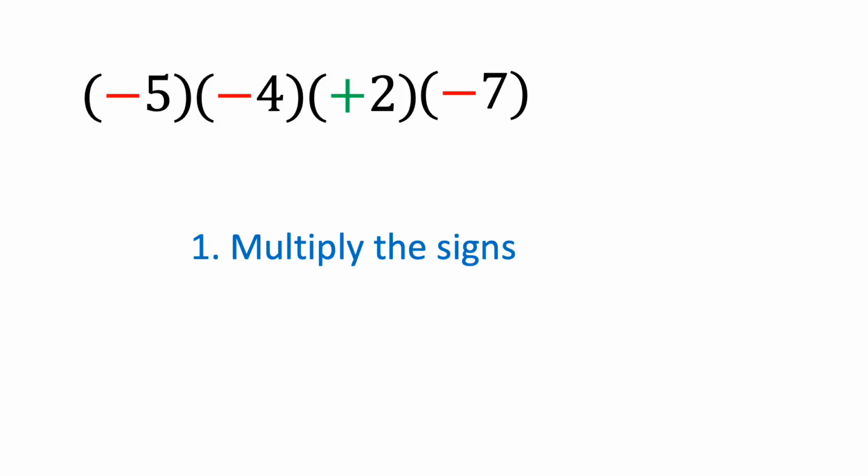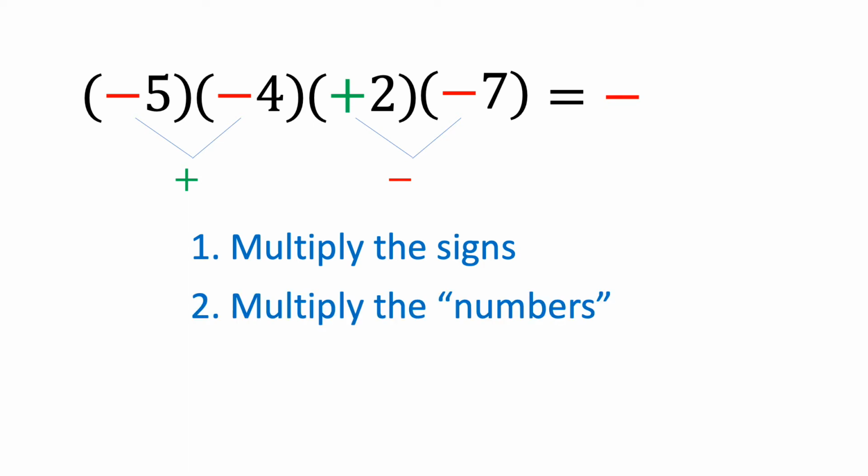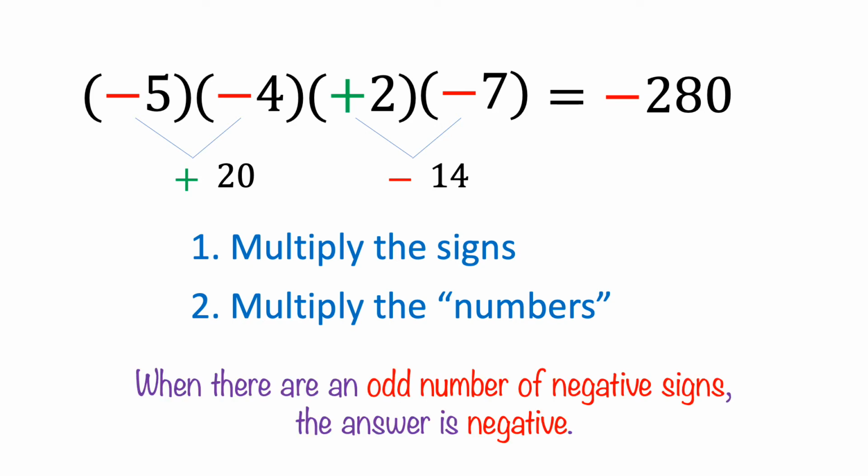Here's negative times a negative is positive, and a positive times a negative is a negative. Now we multiply the positive times the negative, and we get a negative. Next, we'll multiply the numbers. 5 times 4 is 20, and 2 times 7 is 14. If we multiply 20 times 14, we get 280. So the answer is negative 280. Notice there are 3 negative signs. When there are an odd number of negative signs, the answer is negative.